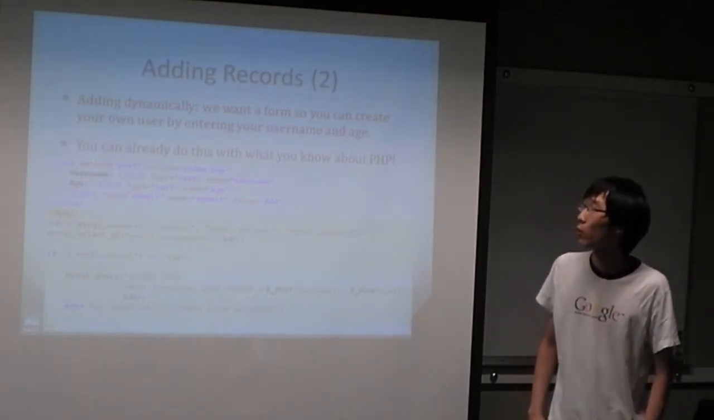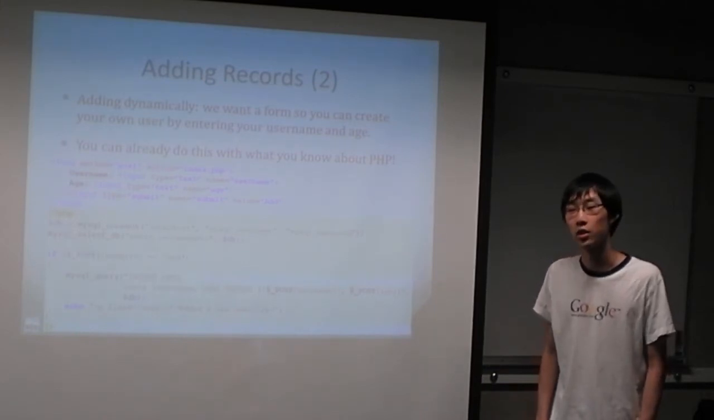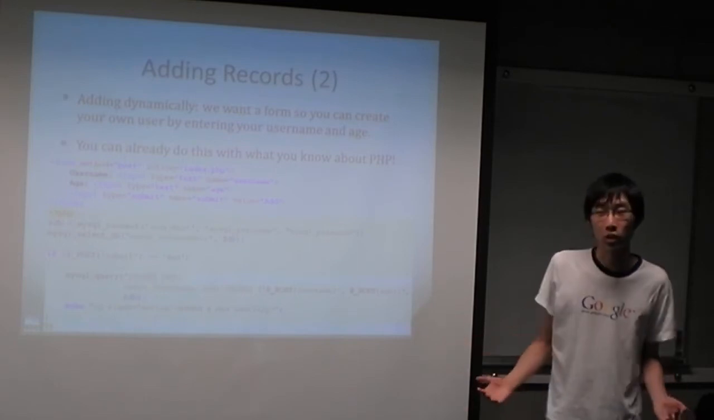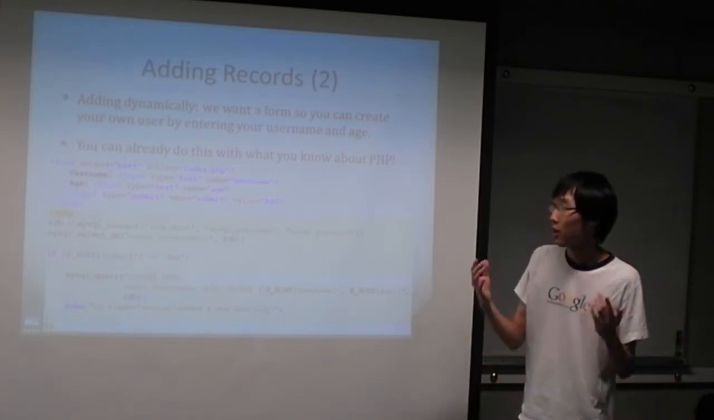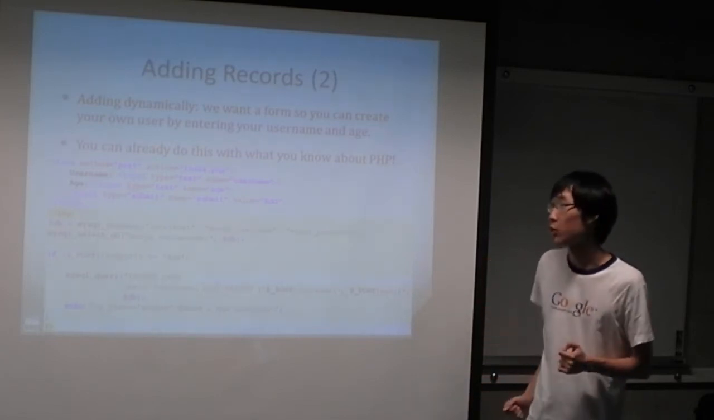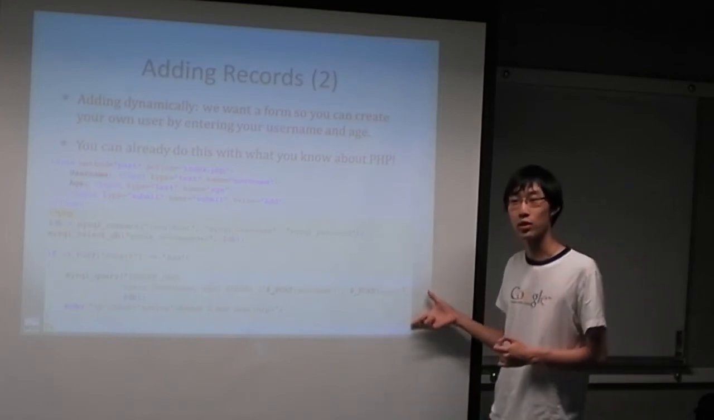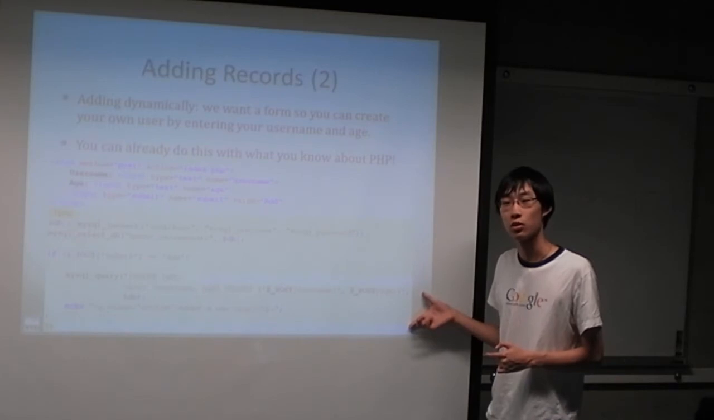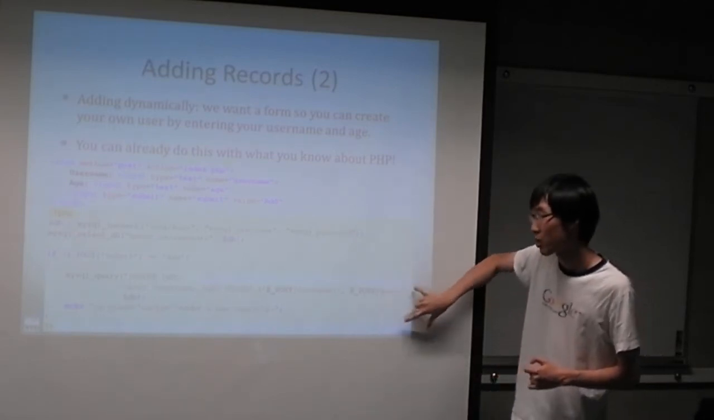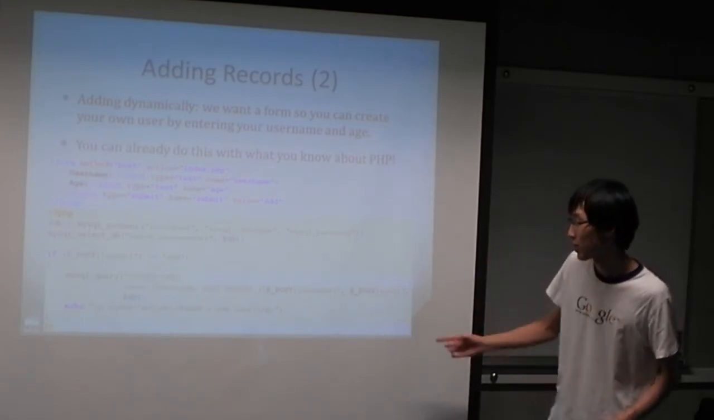And so, what if we wanted to add dynamically? What if we wanted the user to give me a username and an age? You can do this with what you already know, right? You can make a form that asks your user for the username and their age, and when they submit it, you can retrieve those variables from the username and age and just embed them into a MySQL query. And you can see that done here.